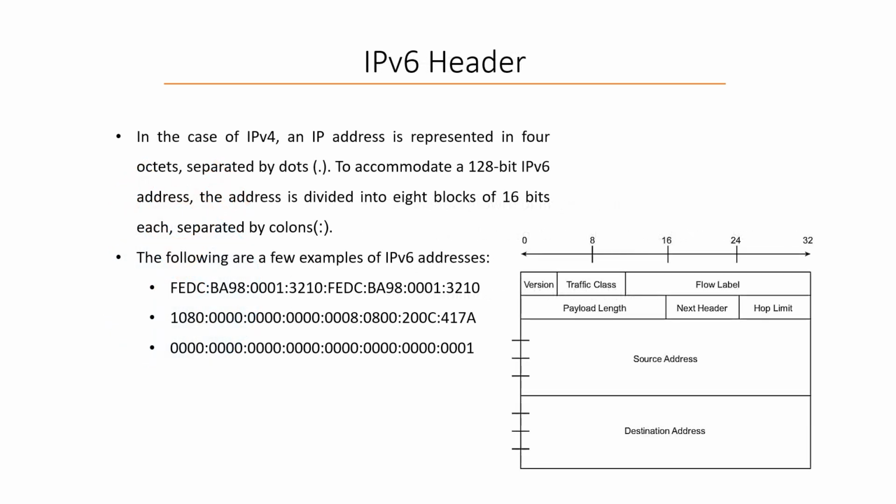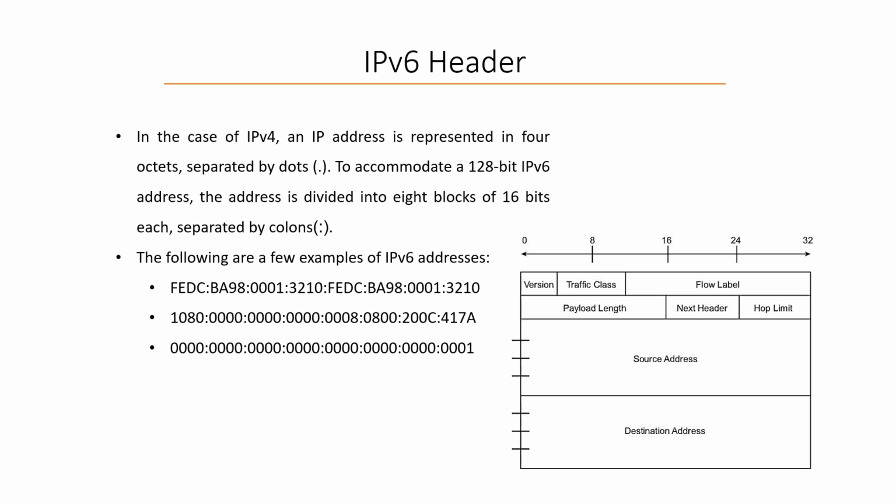IP version 6 header. IP version 6 specifications describe an IP version 6 header as shown in the figure. In the case of IP version 4, an IP address is represented in 4 octets, separated by dots. To accommodate a 128-bit IP version 6 address, the address is divided into 8 blocks of 16 bits each, separated by colons. Consequently, this representation is referred to as colon hexadecimal notation.